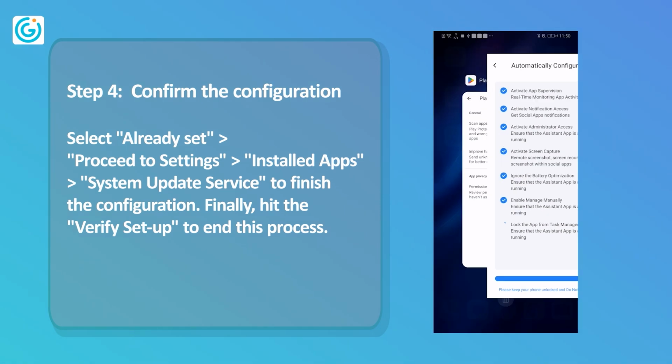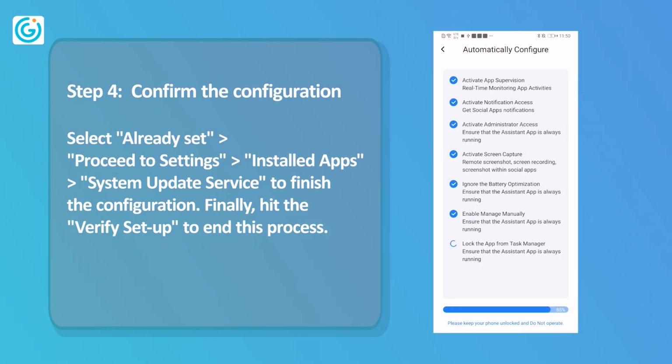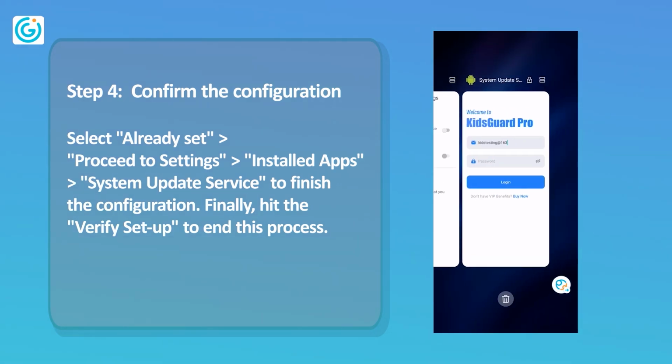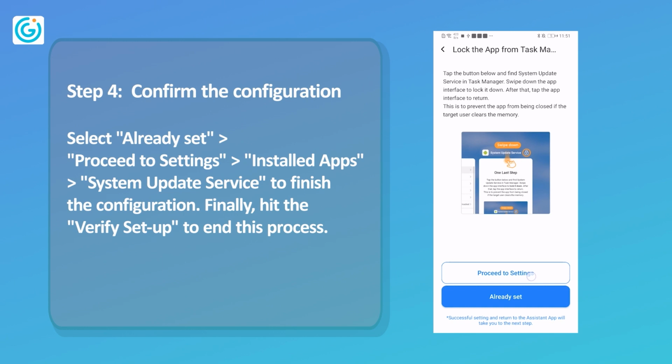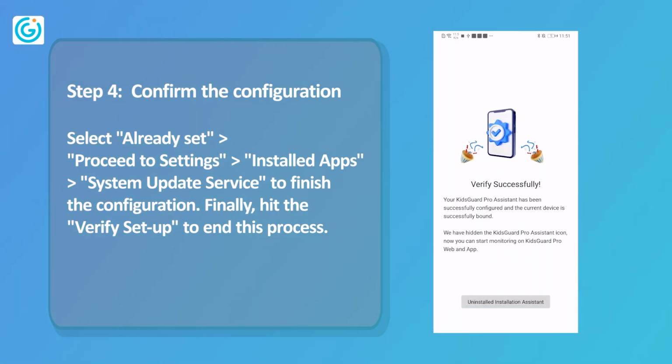Then, as instructed, click Manually Configure to lock the app from Task Manager. At this stage, swipe down the app interface and you can see a lock icon beside the app name. Then follow the on-screen instructions. Click Verify Setup to finalize the setup process, and the installation assignment will be deleted from the target device without leaving any trace. The Assistant app will go incognito, meaning it will no longer appear on the home screen or app library of the target phone.